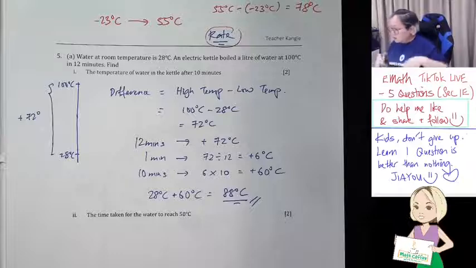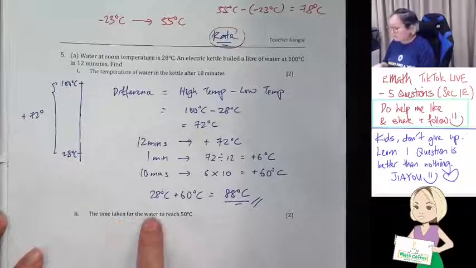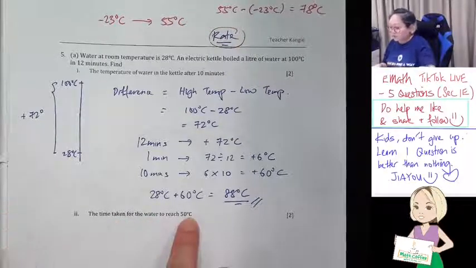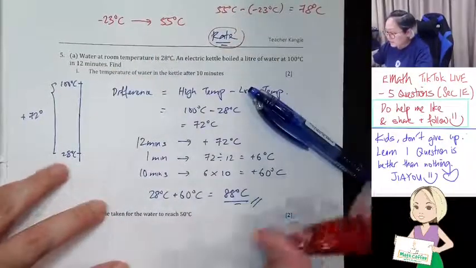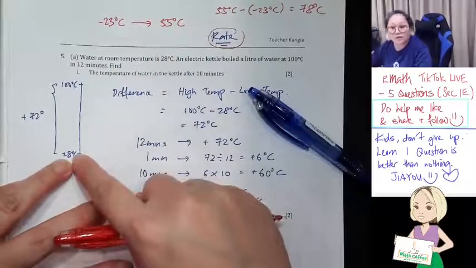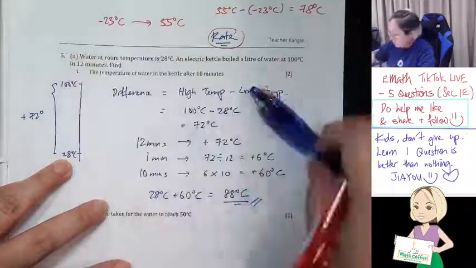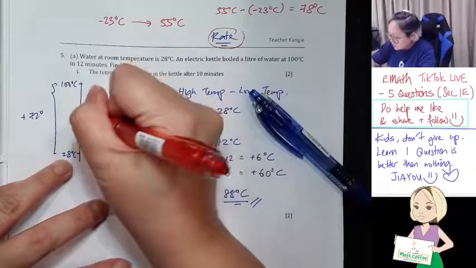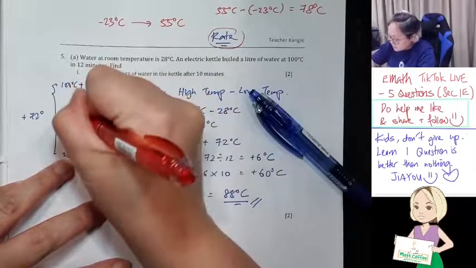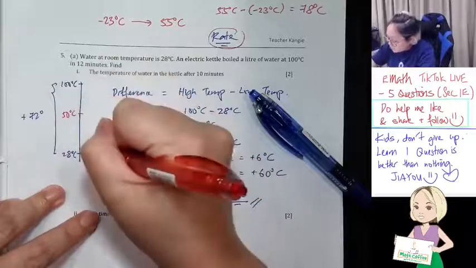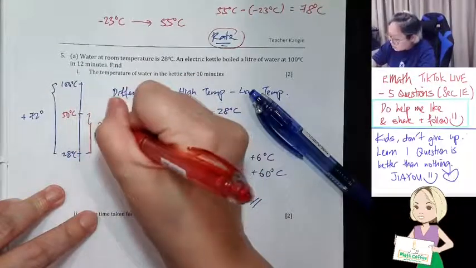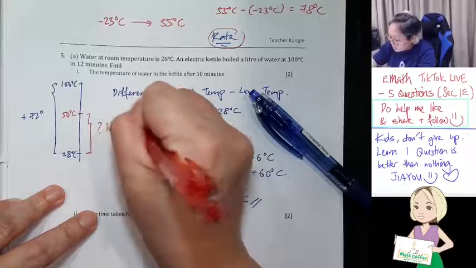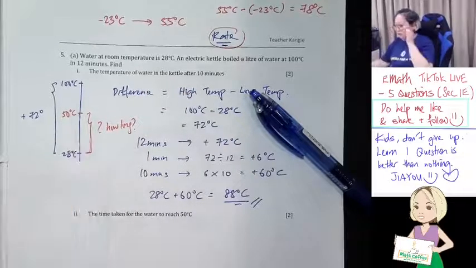Okay, thank you. So next is the time taken for the water to reach 50 degrees Celsius. Remember, I drew the scale here. They're asking you, my starting point is 28 degrees Celsius, and you want to go to 50 degrees Celsius. So imagine 50 degrees Celsius is here. They're asking you, from here to here, how long does it take to reach 50 degrees Celsius, you understand?